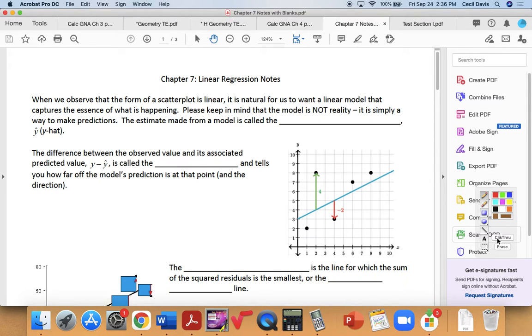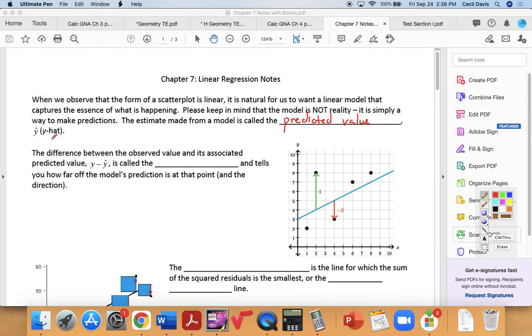All right. So the estimate made from a model is called the predicted value. In this case, y hat. I know. Why can't it be like y caret? Why hat? Yeah. Why hat? Why have a hat? Y caret.